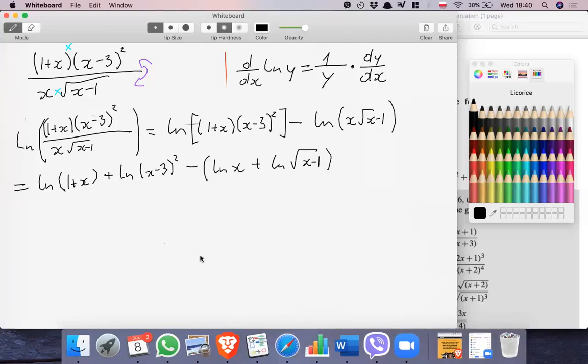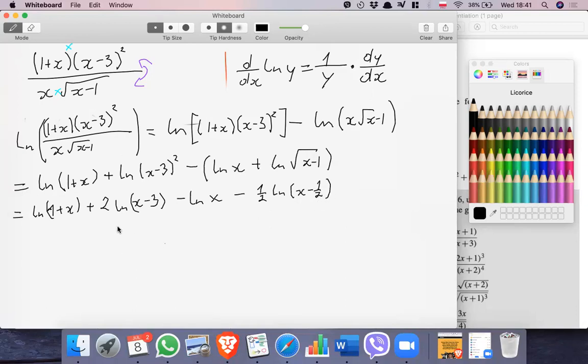So continuing with the simplification of this, I'm going to end up with ln of 1 plus x. This is the first expression, plus, the power drops in front of the logarithm, 2 ln of x minus 3, minus ln of x, and then plus, this is going to turn into a half because root is a power of a half, minus half ln of x minus 1.